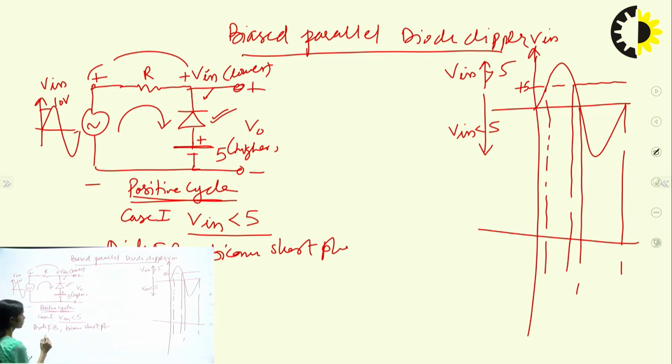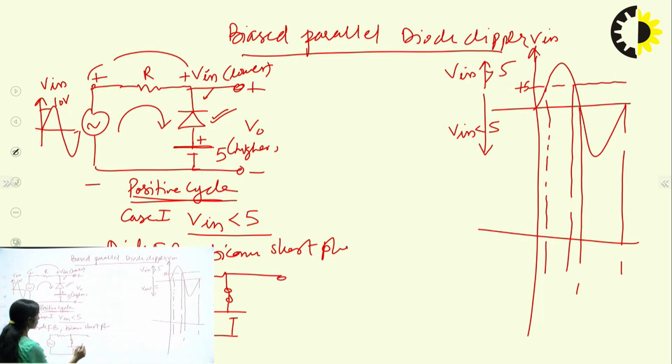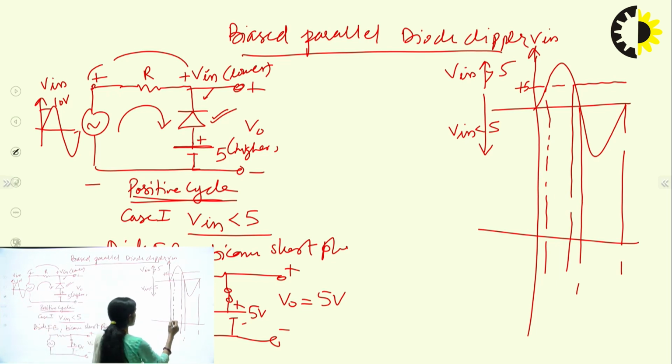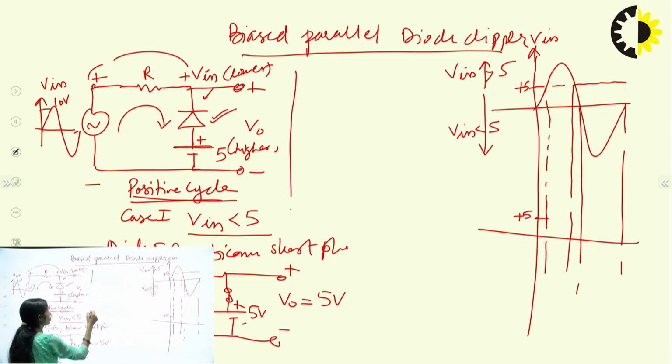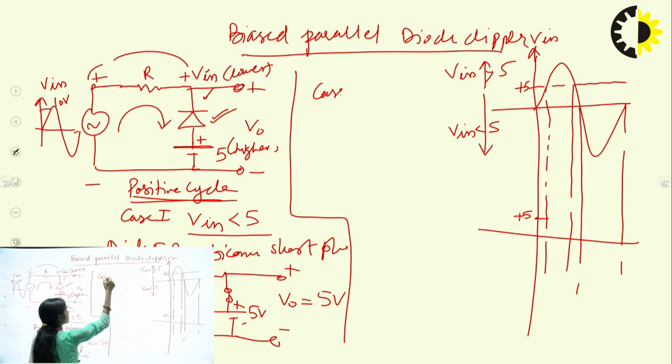So in this case, the diode will be forward bias and becomes a short path. For this, we can draw the equivalent circuit. This is the equivalent circuit I am getting here. The diode is acting as a short path and we have a battery here. So for the positive cycle, we get a constant output equal to 5 volt. We can draw the value as plus 5 volt for Vin lesser than 5. Now we can take case 2, in which I am taking Vin greater than 5.